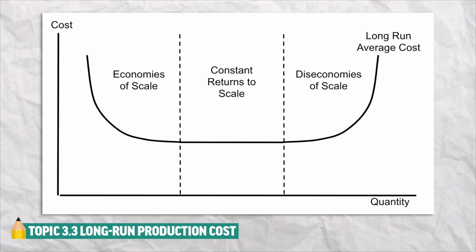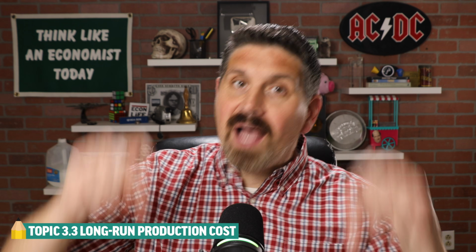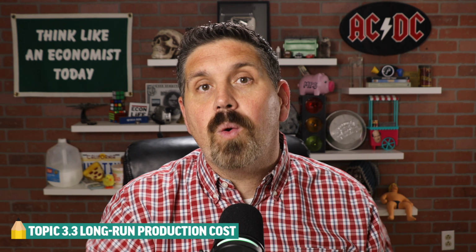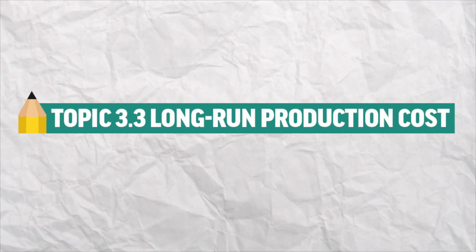Now, we're going to come back to this in Unit 4, but right now it's important for you just to know what happens to the average cost per unit in the long run as firms get bigger and bigger. And right now, pause this video, take out your study guide, and answer the questions in topic 3.3.